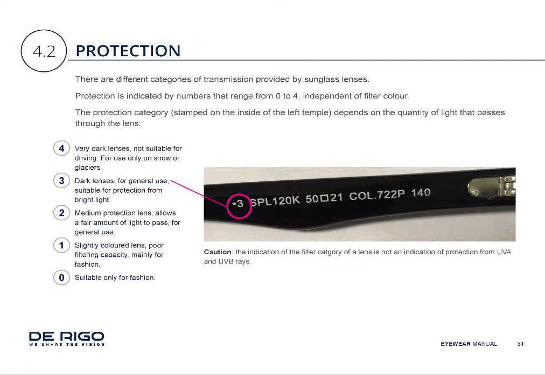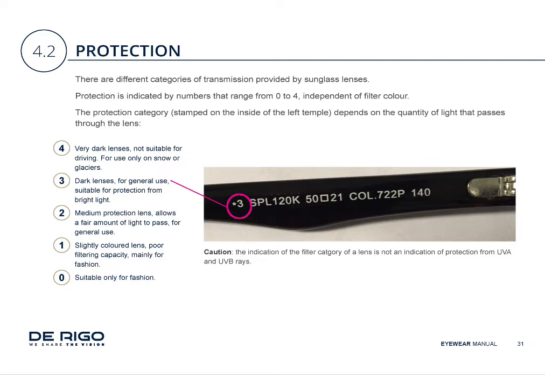Protection. There are different categories of transmission provided by sunglass lenses. Protection is indicated by numbers that range from 0 to 4, independent of filter color. The protection category stamped on the inside of the left temple depends on the quantity of light that passes through the lens. 4 refers to very dark lenses, not suitable for driving. It is for use only on snow or glaciers.